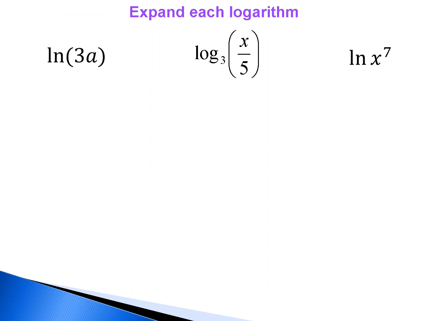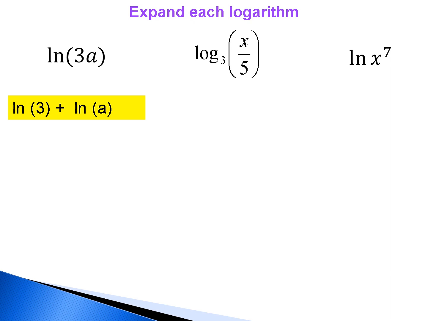Okay, so now we're going the other way. We're going to go from the condensed version to the expanded version. So looking at our first example, I see that we have the natural log of 3a. Well, I see that I have 2 things in my argument that are being multiplied. So I'm going to stretch that out into the natural log of the first piece of that argument plus the natural log of the second piece. So it becomes natural log of 3 plus natural log of a.